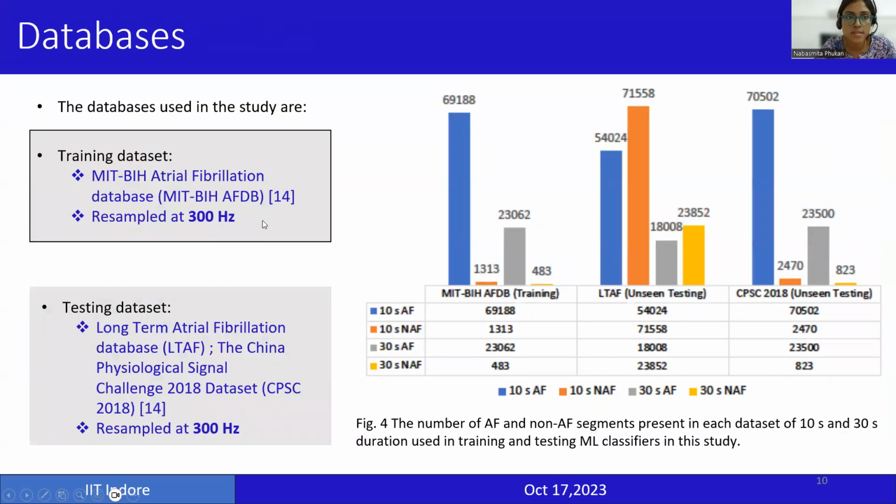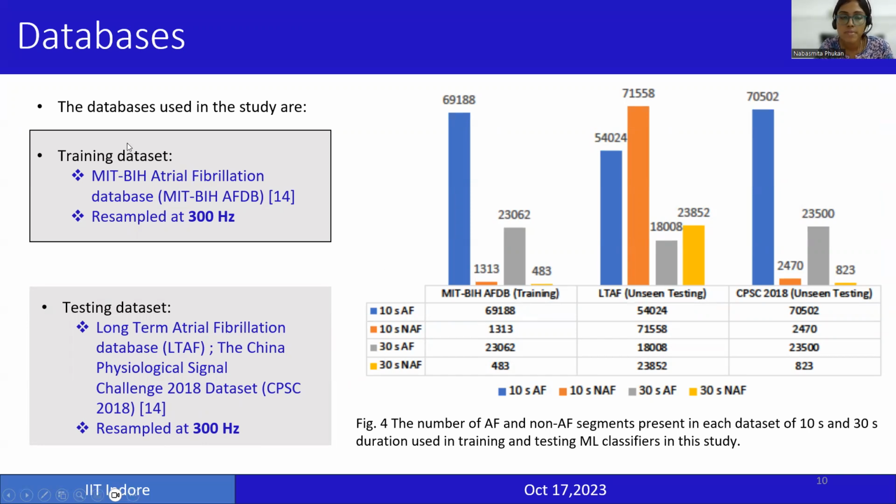Coming to the databases, we have three databases, one for training and two unknown databases for testing. For training, we have the MIT-BIH atrial fibrillation database, which has been resampled to 300 Hertz. Then for testing, we have the long-term atrial fibrillation database and the China Physiological Signal Challenge 2018 database, also known as the CPSC 2018. This is also resampled to 300 Hertz.